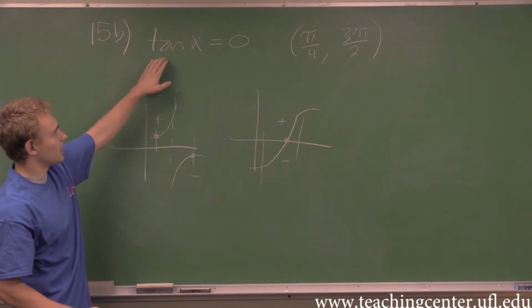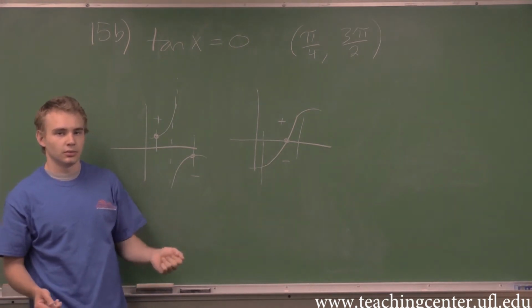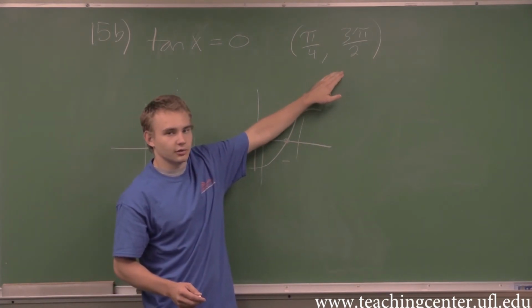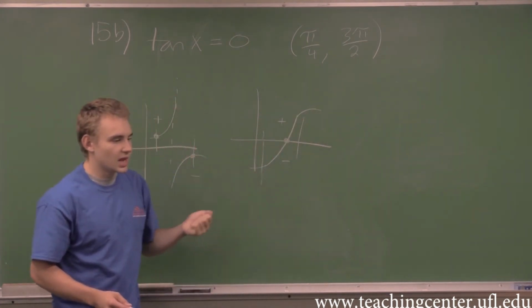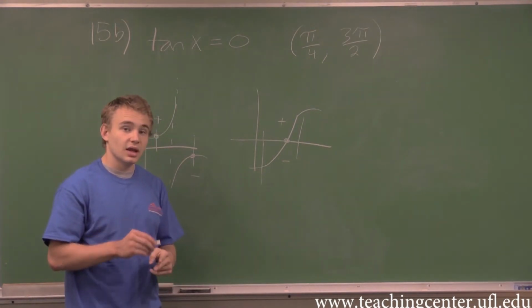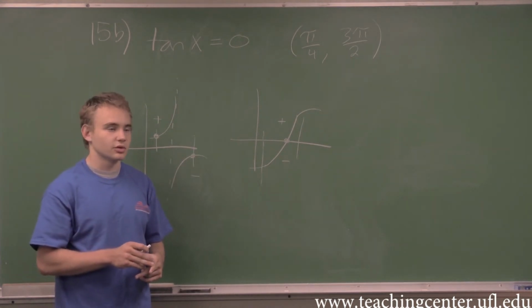So for this problem, tan x equals 0, you might be able to do intermediate value theorem, but you have to look really hard at your interval. Okay? So tangent, we remember that tan is sine over cosine, and it has asymptotes on its graph at pi over 2 and negative pi over 2, right?